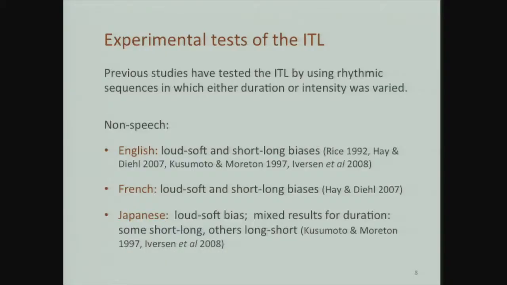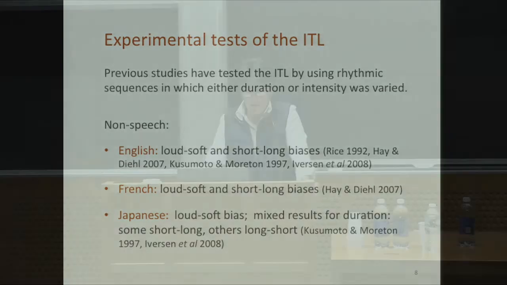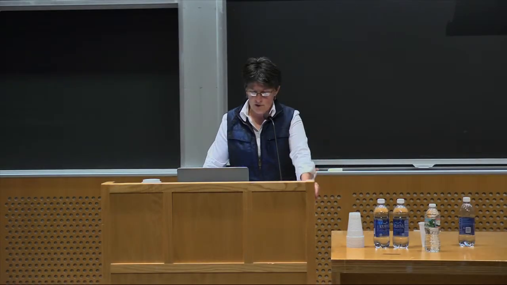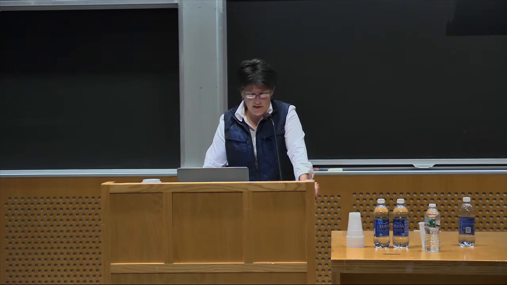So what have people done as far as experimental tests of the Iambic-Trochaic law? Well, there have been a few, not much has been done really. There have been a few studies using non-speech sequences, and a few studies using speech-like sequences. For the non-speech studies, Hay and Deal did a study in 2007. Probably the earliest modern studies were done by Kusumoto and Moreton, 1997. Kurt Rice did a version in 1992, and Iverson and his colleagues did a study in 2008.